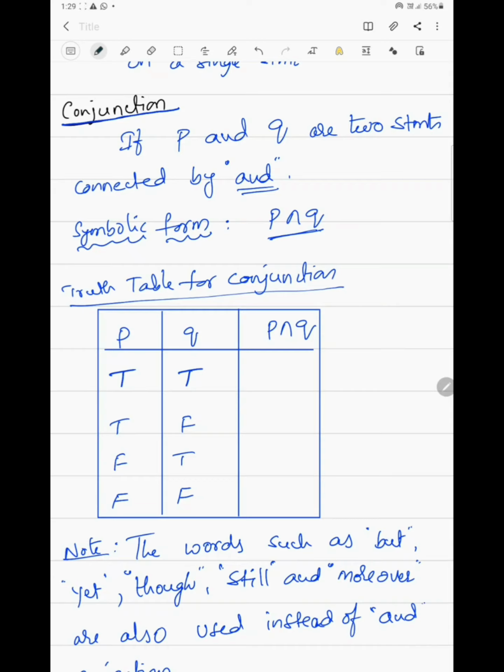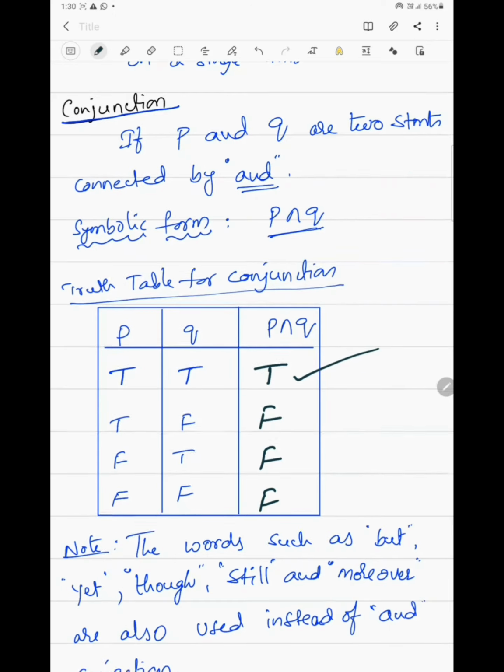Now, what is the truth table for P and Q? That is conjunction. If TT is there, then it is T. In all remaining cases, it is false. Means TF, false, FT, false, FF, false. So, you have to remember that for conjunction, T, T, T. That's it. Remaining cases, false only. Got it?